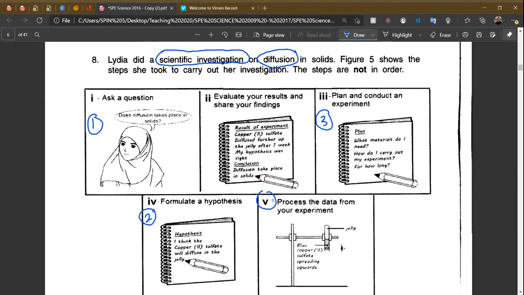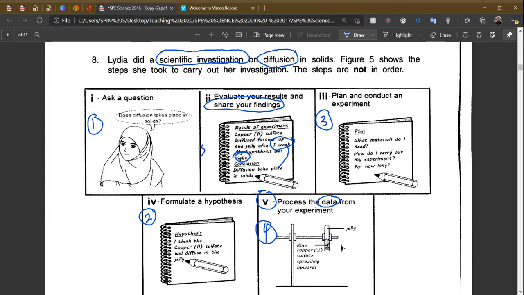It means that you have asked a question, you have created a hypothesis, you have done the experiment, and during the experiment you will collect data. And once you have collected the data, you need to share your findings. This one is to say what you have figured out. For example, in this experiment, the blue copper sulfate slowly spread until here, and the result is that it takes 1 week, and the hypothesis just now was that it will diffuse, therefore it says it's right. And the conclusion is diffusion does take place in solid, except it takes a long time.